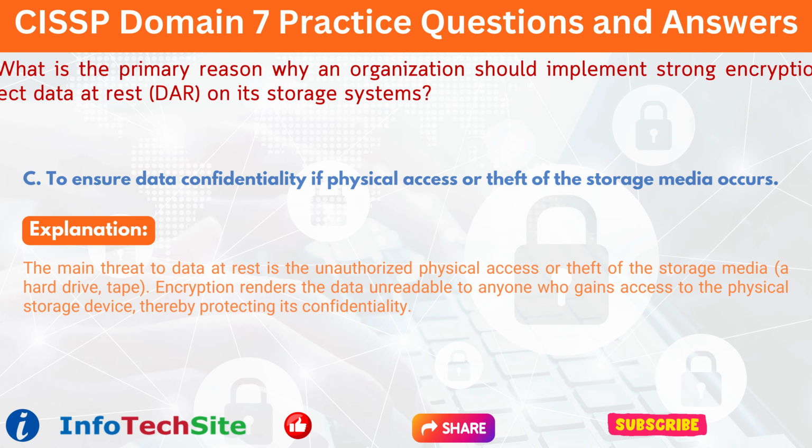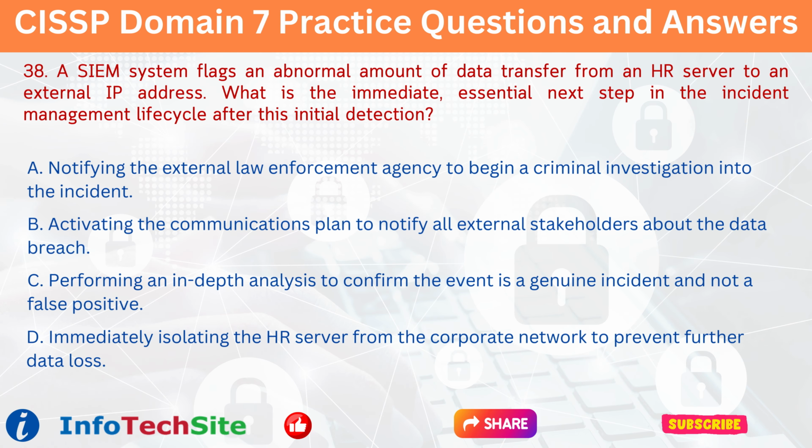38. A SIEM system flags an abnormal amount of data transfer from an HR server to an external IP address. What is the immediate, essential next step in the incident management lifecycle after this initial detection? A. Notifying the external law enforcement agency to begin a criminal investigation into the incident. B. Activating the communications plan to notify all external stakeholders about the data breach. C. Performing an in-depth analysis to confirm the event is a genuine incident and not a false positive. D. Immediately isolating the HR server from the corporate network to prevent further data loss.